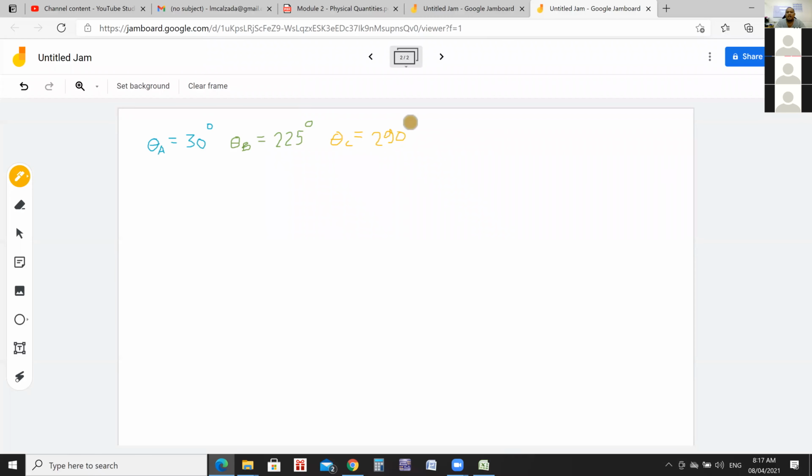Okay. Why do we need to get the reference angle? You can't appreciate it yet here. But later on, when we come up with the solution, you will see that it is very important to get the reference angle first. Because without the reference angle, it is confusing. You need to analyze the drawing.